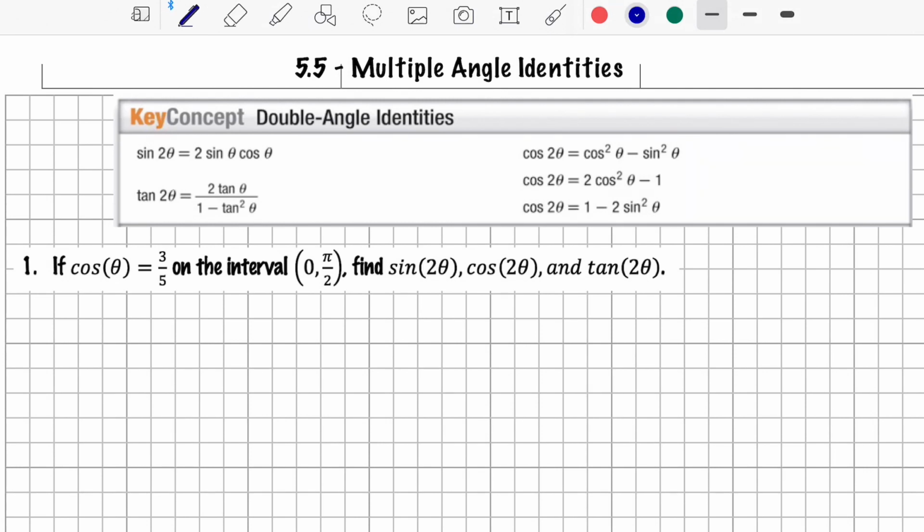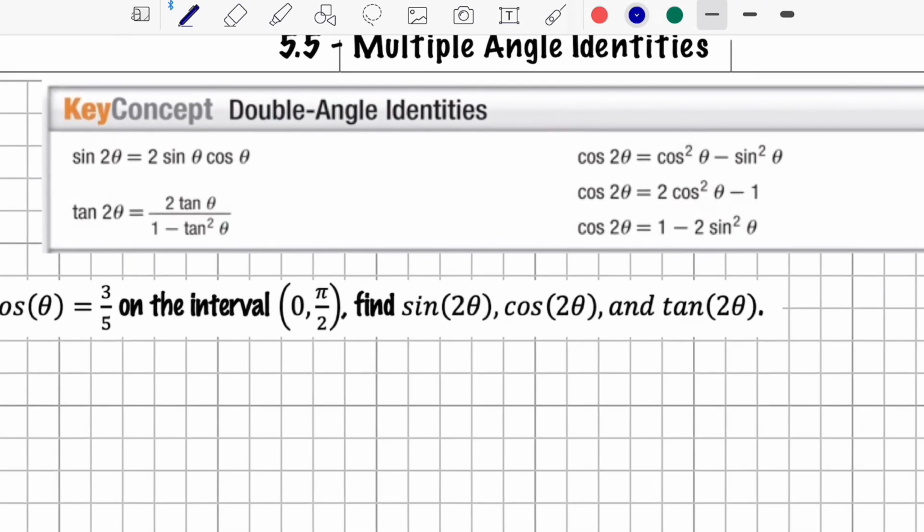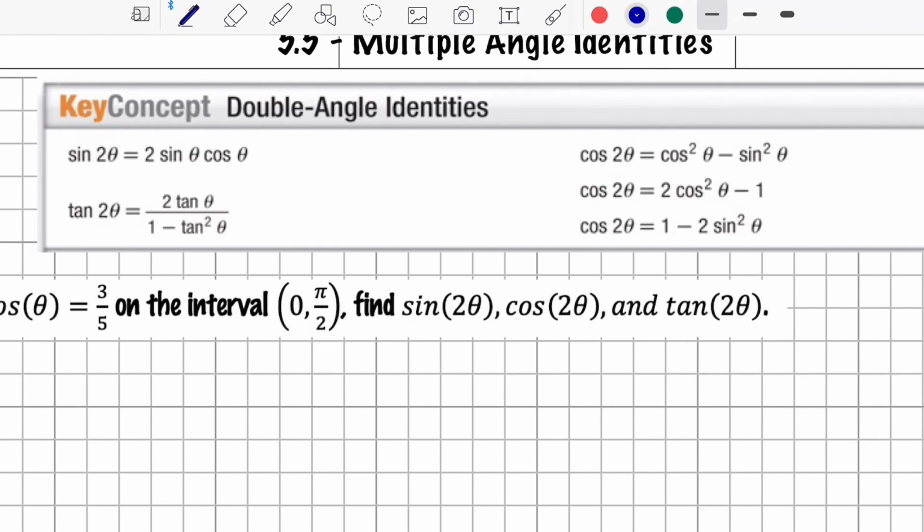Okay, so today we're going to go on to section 5.5, multiple angle identities. So here we have what's called the double angle identities.